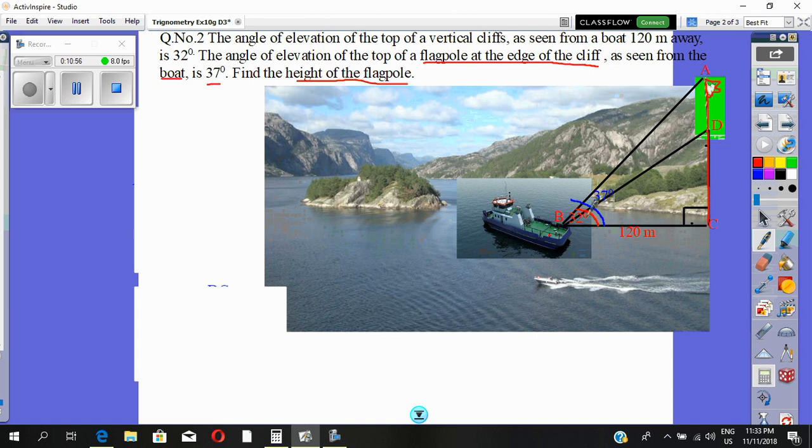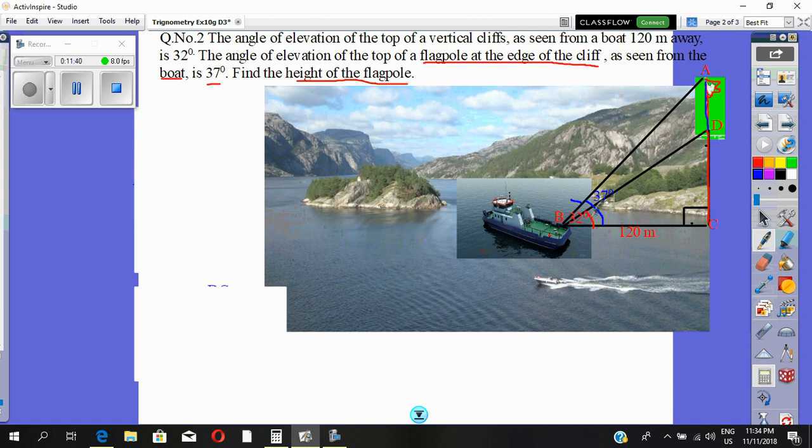then one angle is 32, it seems to be 32 here. This angle is 32, and then the total angle is 37. We're supposed to find AD, the height of the flagpole, from A to D.